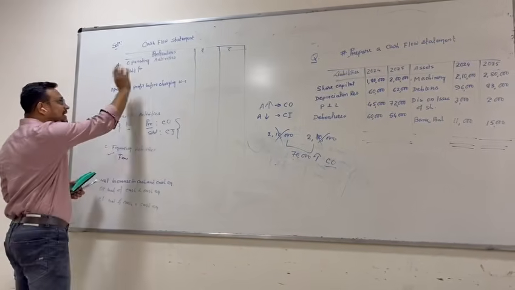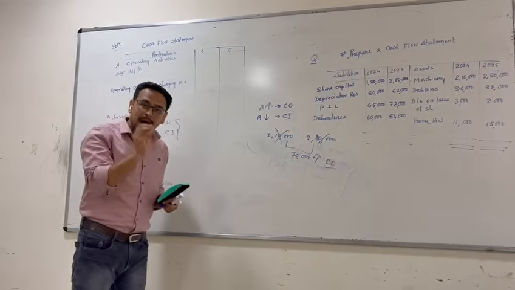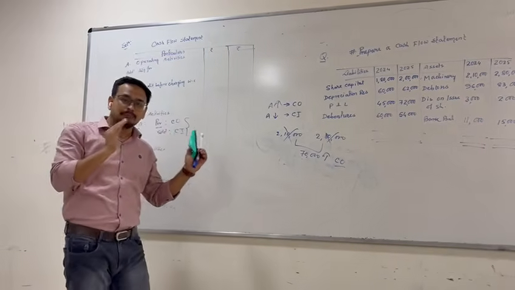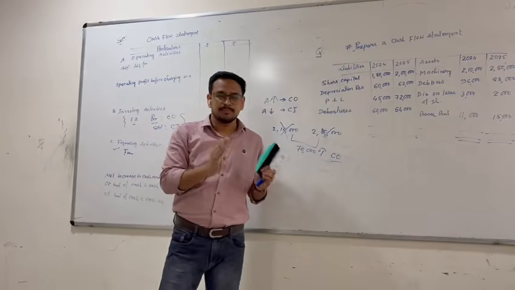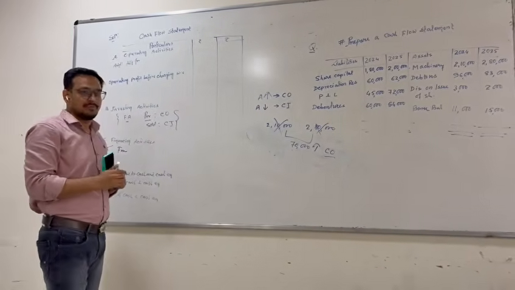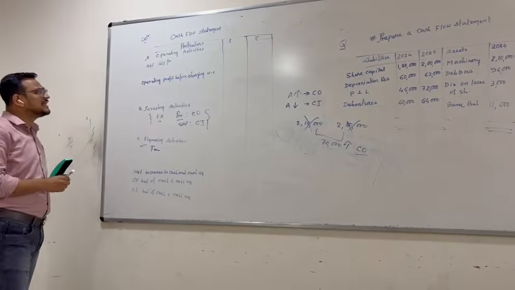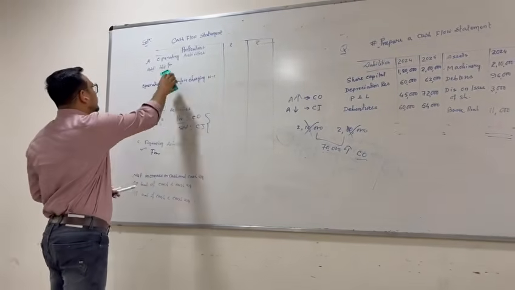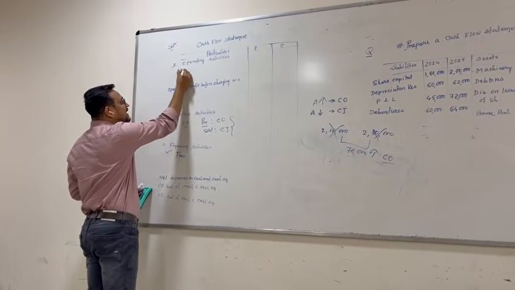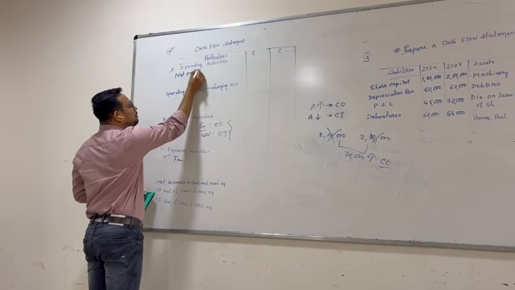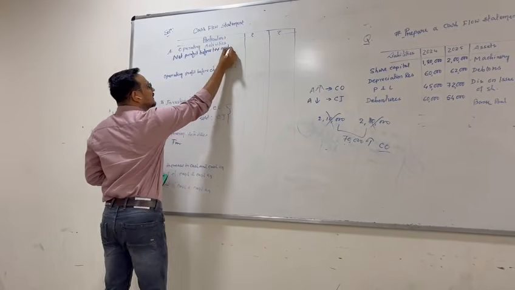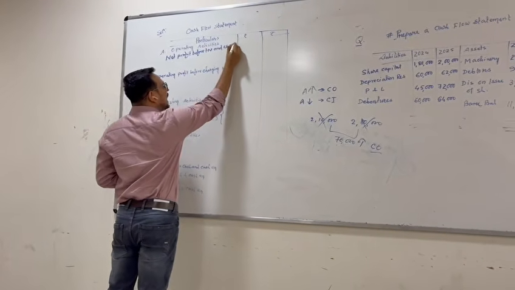So in our operating activities, which is the core part of any business, there are two methods to complete it. One is the direct method, another is the indirect method. Today I am following the indirect method. What is the indirect method? The indirect method of operating activities starts from net profit, net profit before tax and extraordinary items.